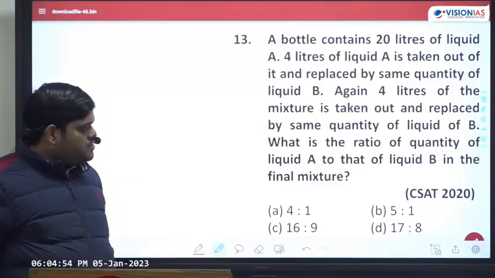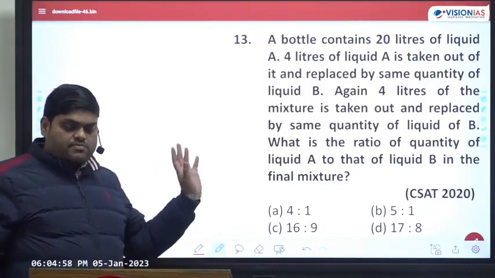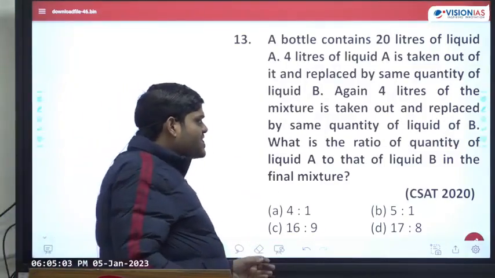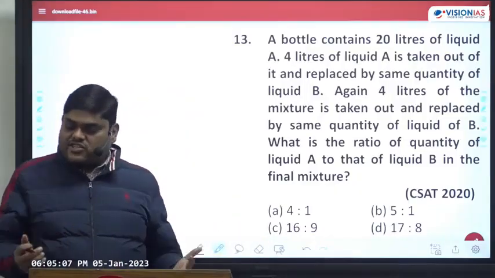Try this question. They are asking something different. The final answer they have changed. They are not asking how much A is left. They are asking the ratio of A and B.